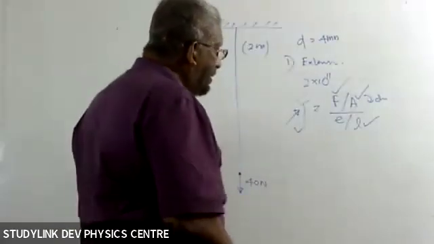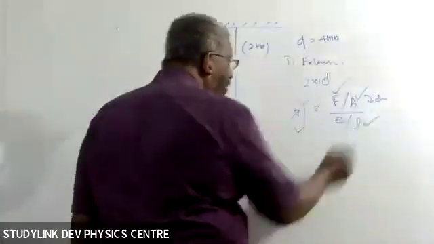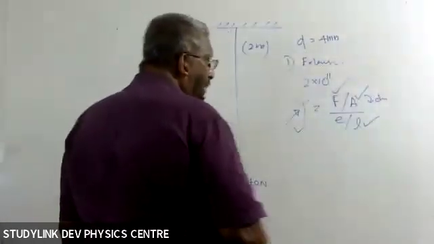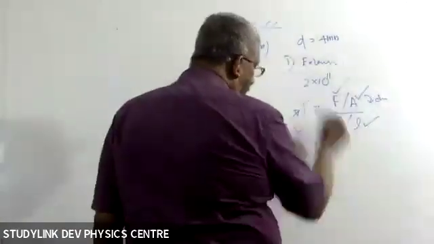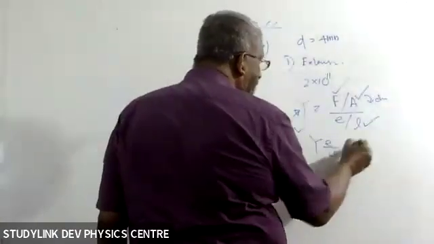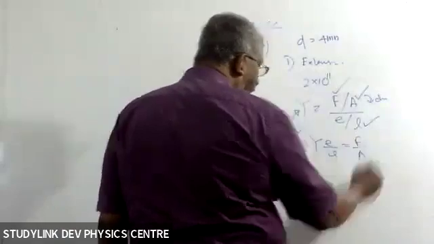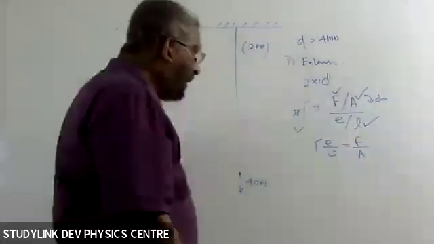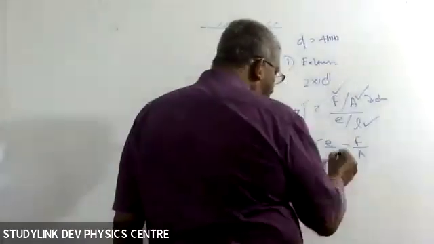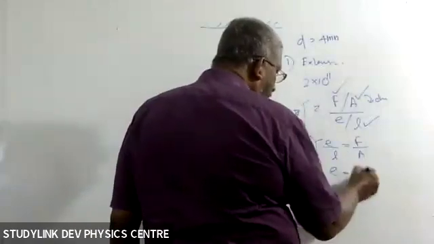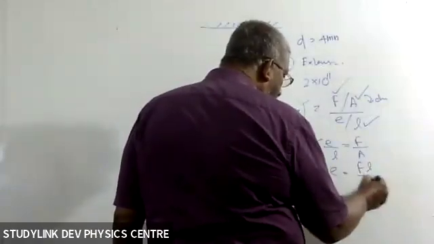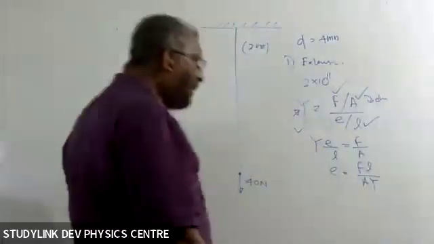There are 2 methods. One is you rearrange this equation. That means Y, cross multiplication, e over L is equal to F over A. When you have experience, you write directly. So then e is equal to FL over AY. That is it.